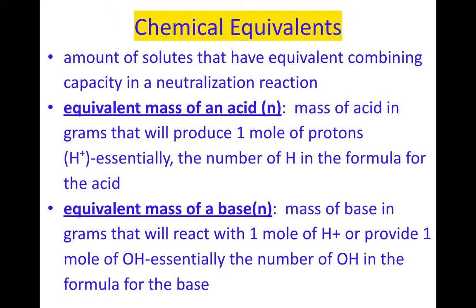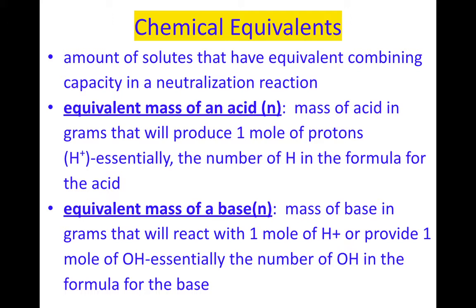So when we're looking at acids and bases, we have to look at chemical equivalents. A chemical equivalent is the amount of solutes that have equivalent combining capacities in a neutralization reaction. So when we're looking at acid and base neutralization reactions, we know that the hydrogen ions and hydroxide ions come together to give us water. So they cancel out, the acid and base cancel out to give us something neutral. Remember, hydrogen ion is acid, hydroxide ion is base. So when hydrogen and hydroxide combine, they form water, which is neutral. So that's a neutralization reaction.